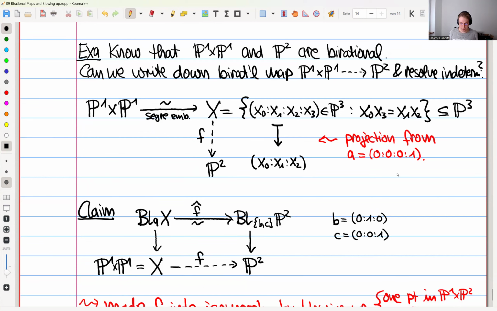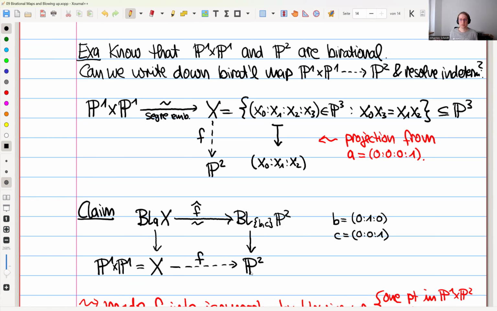And then we take inspiration from the things that we did above. And then we hope that maybe if you blow up the point A, then this composition here actually extends to a morphism. And this turns out to be correct. So if you blow up the single point of indeterminacy, then this rational map can actually be extended to a full morphism from this blow up to P2. And this is then still a birational morphism now.